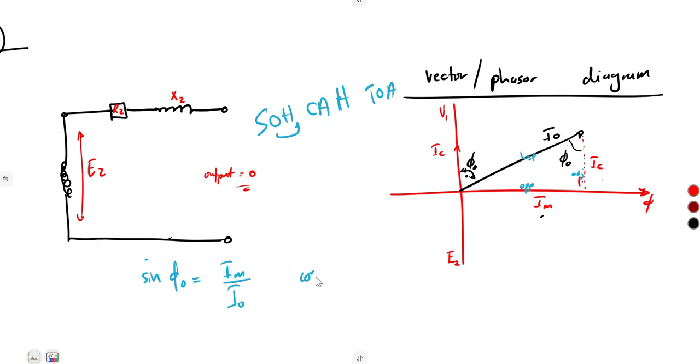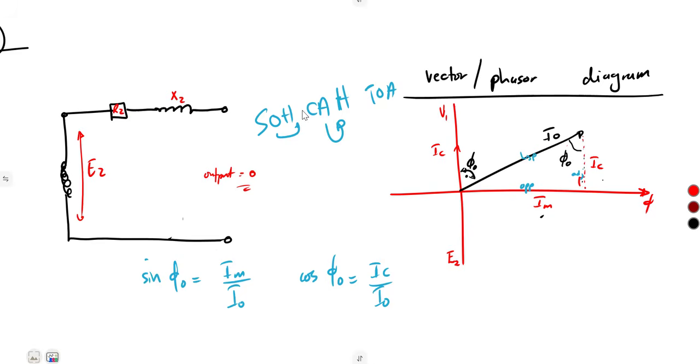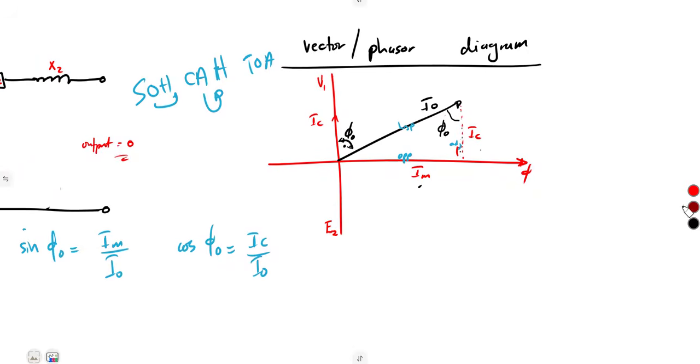Then the cos of the given angle is adjacent over hypotenuse, IC over I naught. We can also consider the tan, but in our case, we're just going to focus on sine and cos. So these are the things that we can obtain from this understanding. From this vector diagram, formulas or calculations are produced. The formulas or calculations that you're going to need: we can consider N1 here. From this, we can find IC, we can find IM.